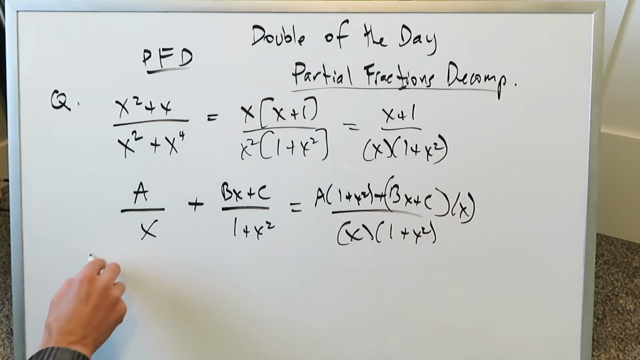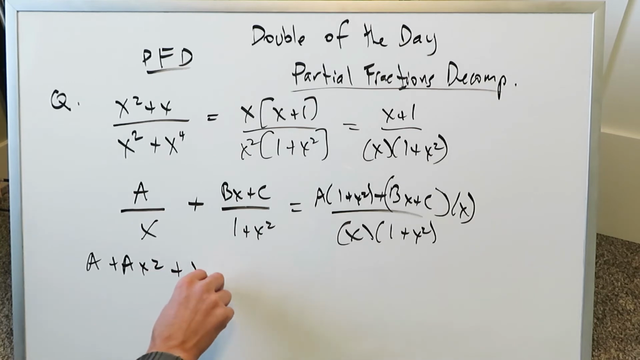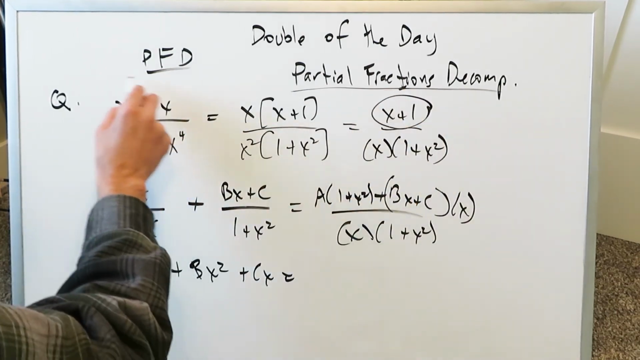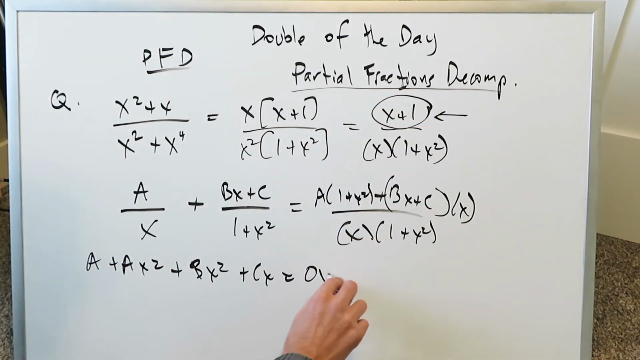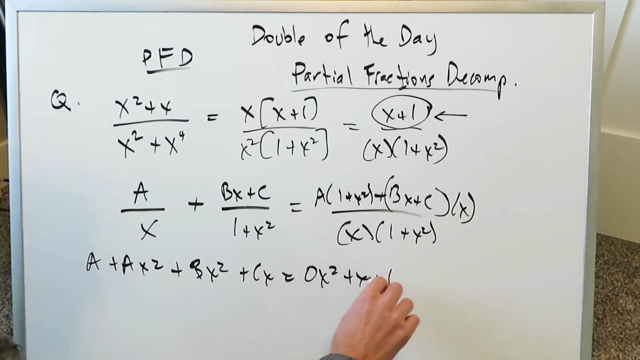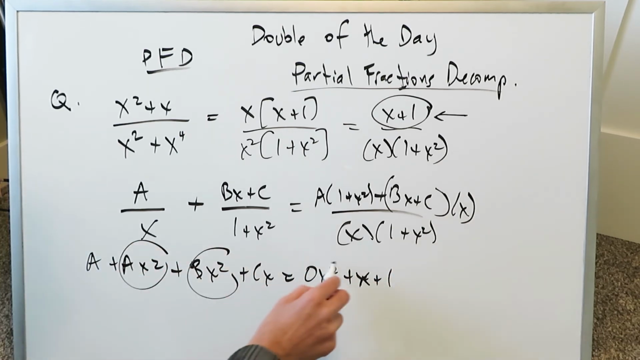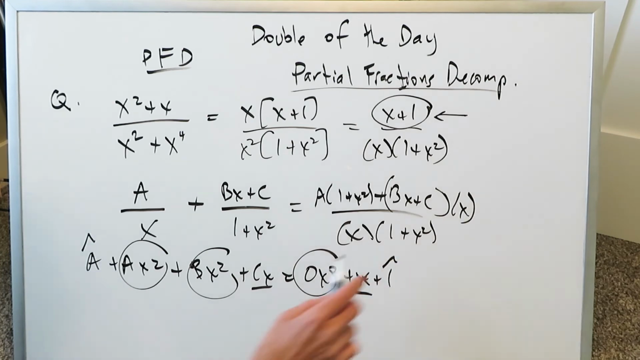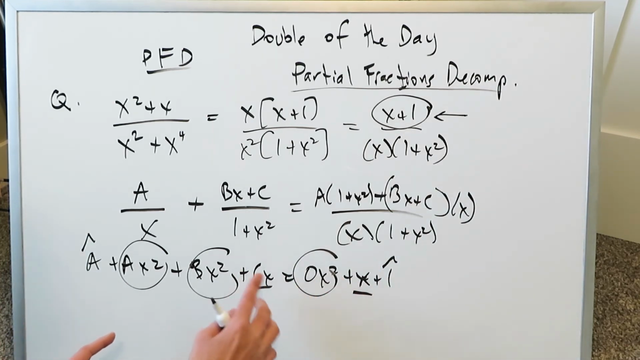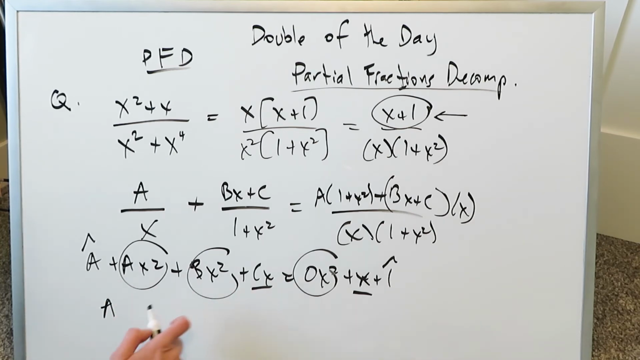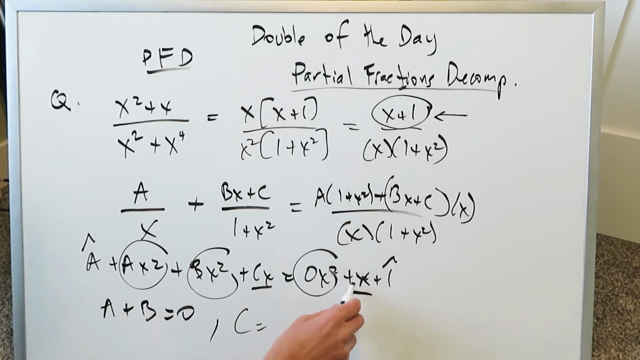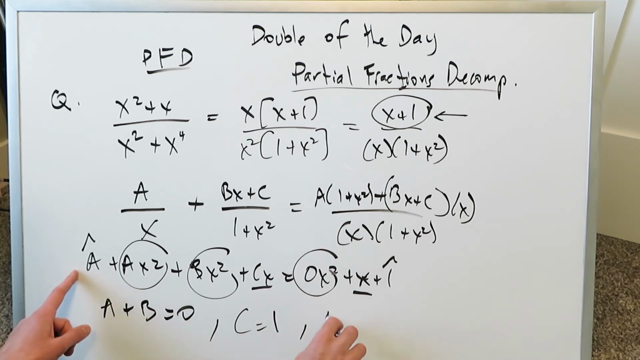Right over here, we can open it up. We'll have a plus ax squared plus bx squared plus cx is equal to your new numerator, not your original numerator, your new numerator. Bring in a place value holder, 0x squared plus x plus 1. Look at your quadratic terms here, here, and here. Look at your linear terms here and here, and your constant terms, this and that. And you can make your 3 linear systems of equations utilizing only the coefficients. Based on the quadratic terms, we have a plus b is equal to 0. And then based on the linear one, we have cx is equal to x, which is c is equal to 1. And then we have a is equal to 1.